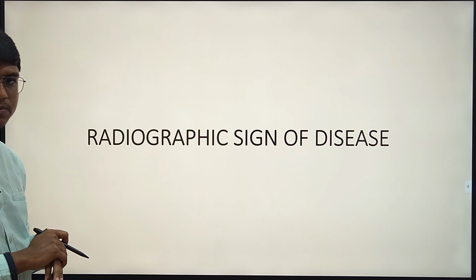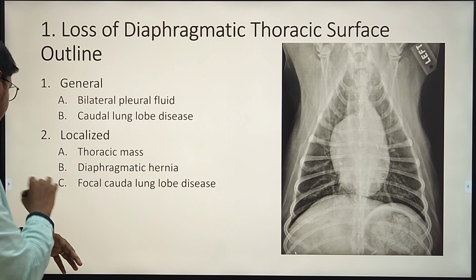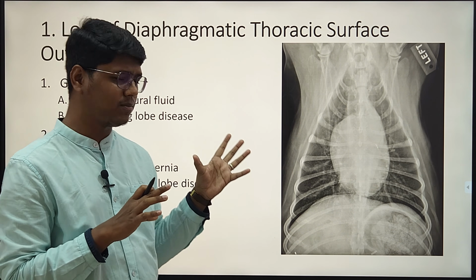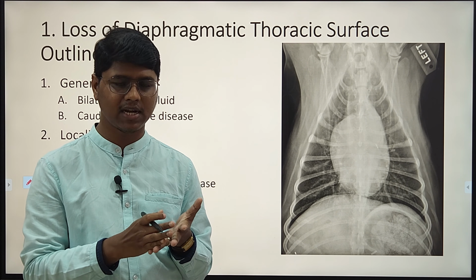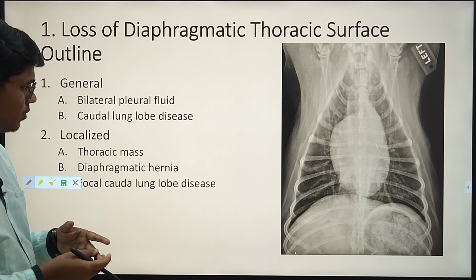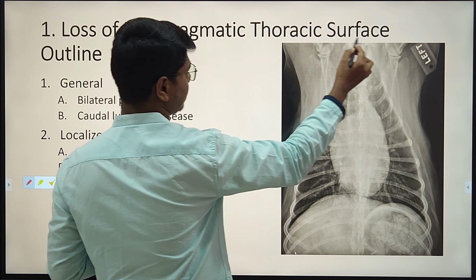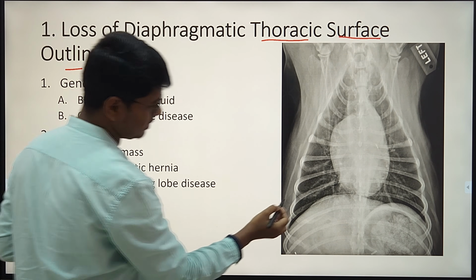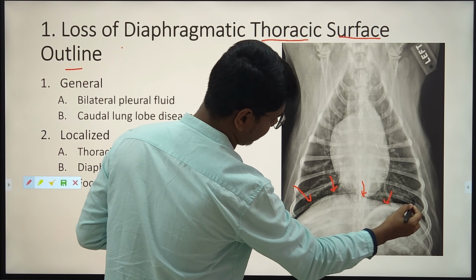Now, the radiographic signs of disease. Okay, these are basically differentiating diseases. Let us see. So, in the diaphragm, it may change the shape, it may change the size, and it may change the location. So, based on that, there are some diseases which you can diagnose or you can differentiate. The first one is the surface outline. Loss of the surface outline, especially the thoracic surface outline. Okay, this is the thoracic outline of the diaphragm.